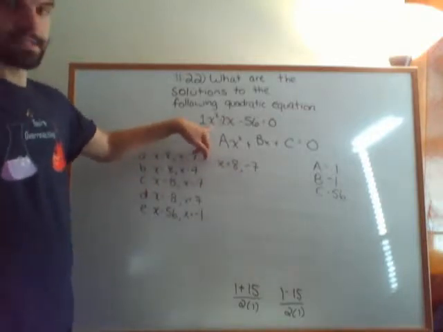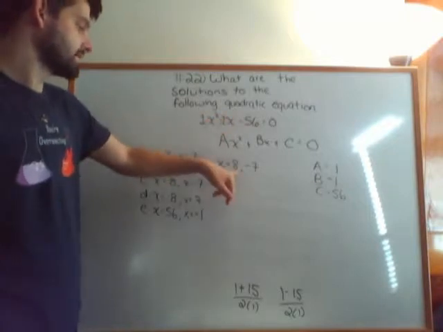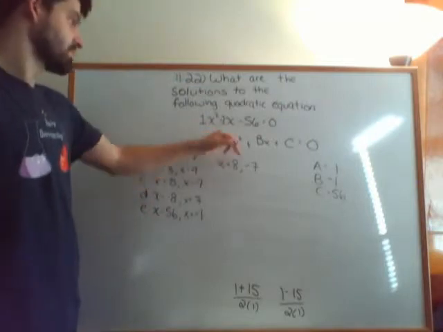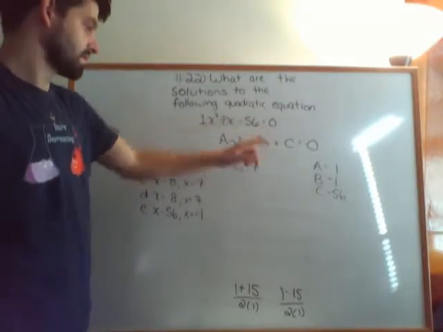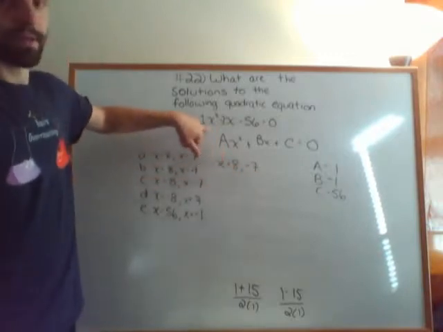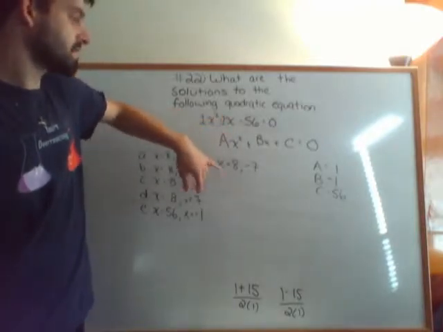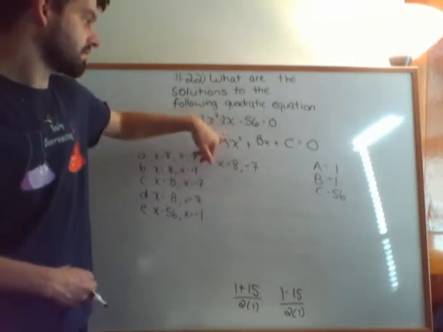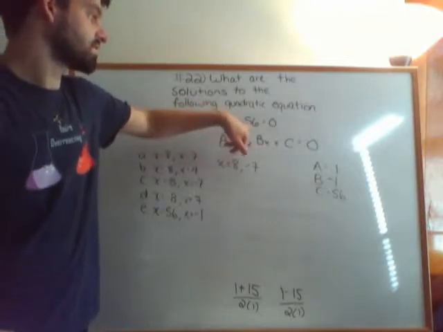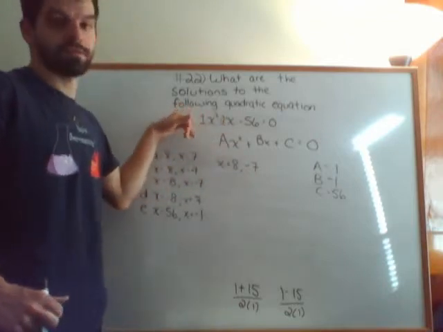8 squared is 64 minus negative 1 times 8 is going to be negative 8. So 64 minus 8 is 56. Minus 56 is 0. This one works. Let's do negative 7. Negative 7 squared is positive 49 minus a negative 7 is going to be 49 plus 7, which is 56, minus 56 is equal to 0. So these do work when we plug them into the original quadratic.